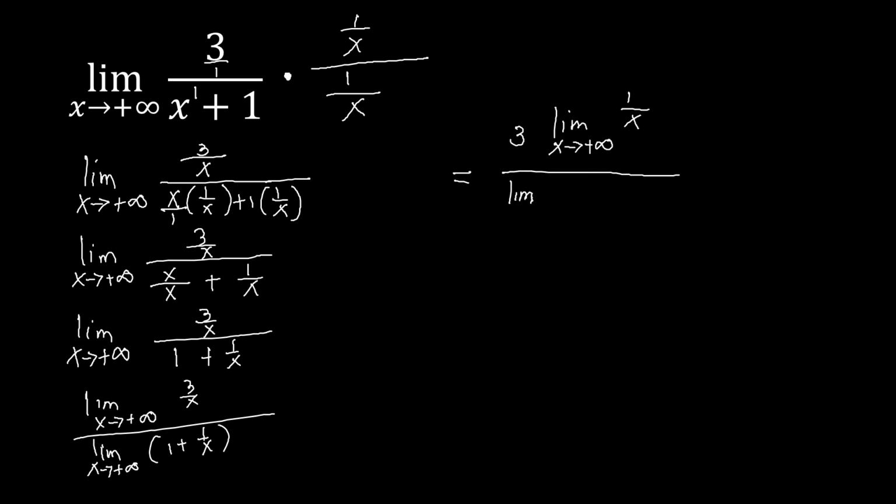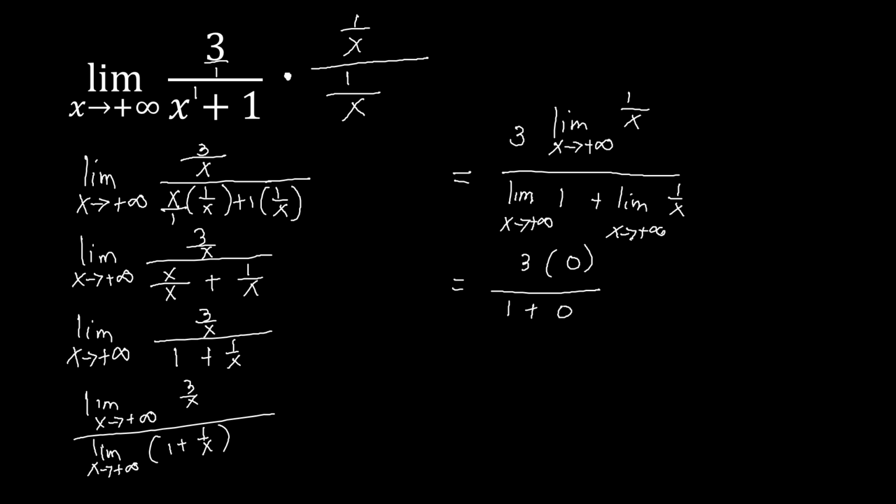We will be using now the limit laws for addition. So we have the limit of 1 as x approaches positive infinity plus the limit of 1 over x as x approaches positive infinity. So we are now to simplify. We've got 3 times the limit of 1 over x as x approaches positive infinity. This is equivalent to a 0 over the limit of 1 as x approaches positive infinity. This is the limit of a constant, that is equivalent to the constant. And then plus the limit of 1 over x as x approaches positive infinity.